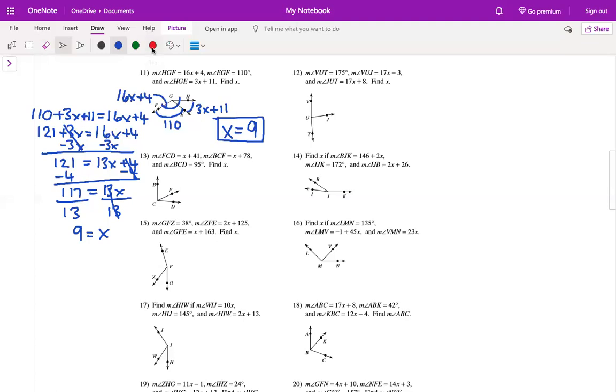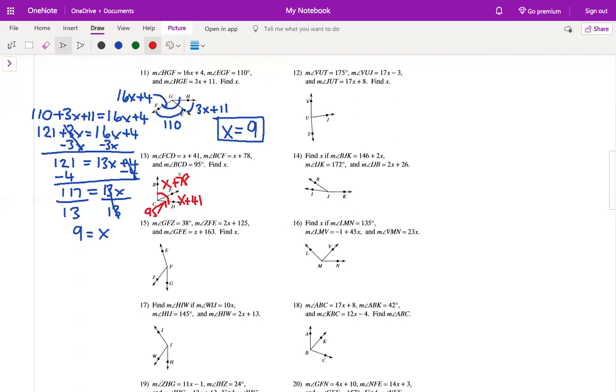All right, let's try number 13. I'm going to do a different color so it's a little bit easier to see. Okay, first thing, label all the parts. So measure of angle FCD, so that's the small one, is x plus 41. The measure of BCF, so that's the other angle inside, is x plus 78. And we're told the measure of BCD, so the whole thing, adds up to 95 degrees. And we have to find x again. So let's set up our equation.